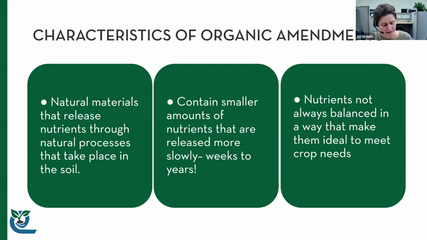Another complicating aspect of organic fertilizers is that the amounts are not always balanced in a way that makes them ideal to meet crop needs. For example, meeting the nutrient requirement for nitrogen with a type of manure may result in supplying too much phosphorus. So I'd like to walk through just a few helpful resources that are good guides to navigating these complexities when you're putting together a nutrient budget.